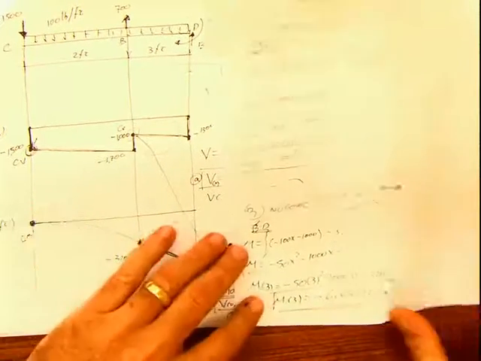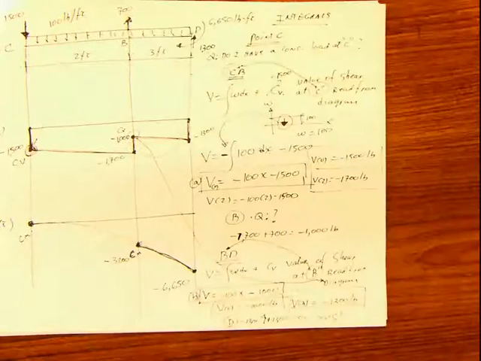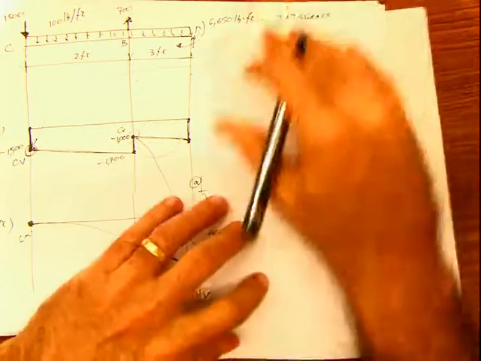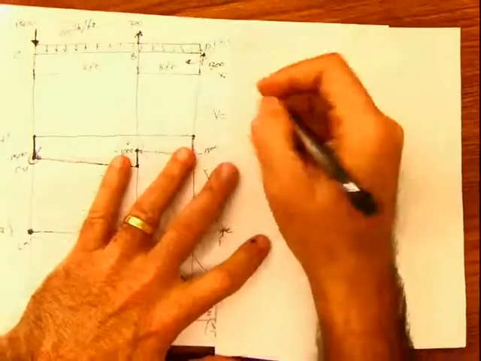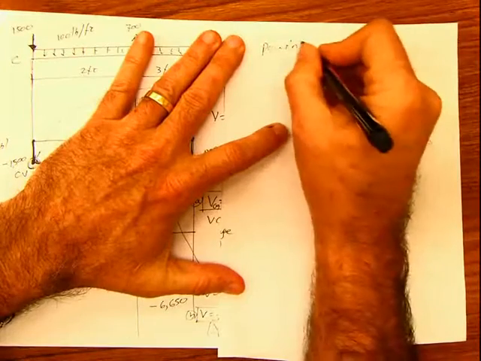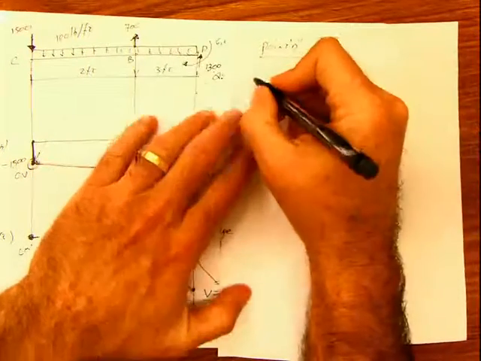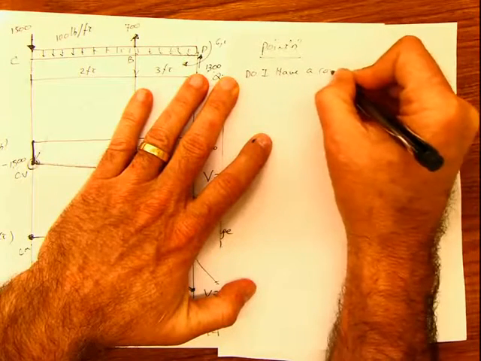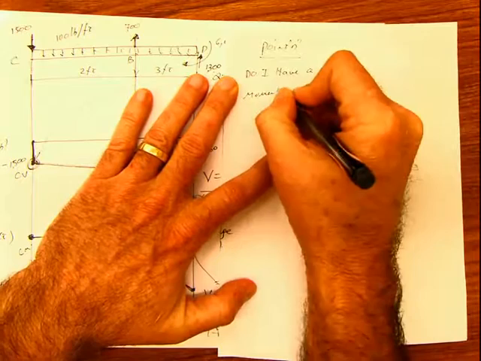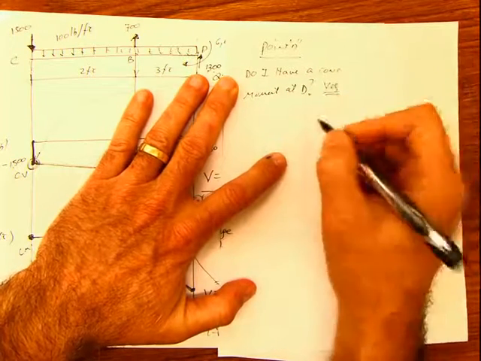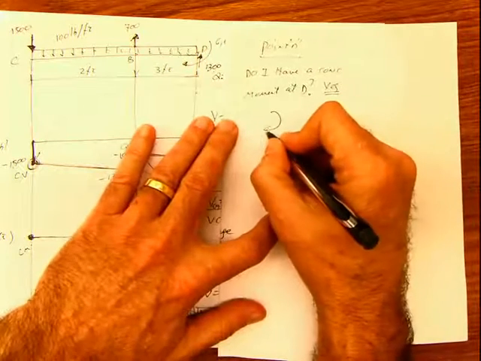And now finally, we go to point D. Please pay attention, because this is new. I haven't explained this before. So now we go to point D, and at point D we ask the question: do I have a concentrated moment at D? The answer is yes, we have it, and I have a concentrated moment at D like that.